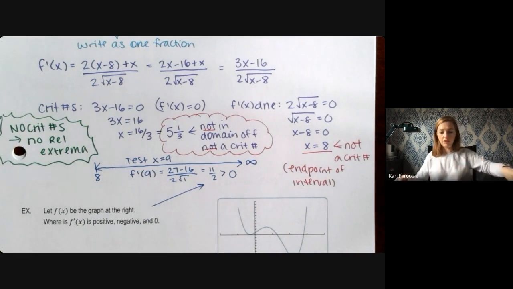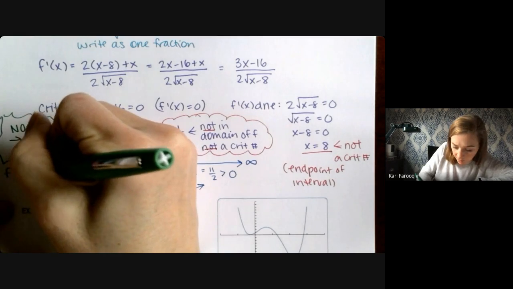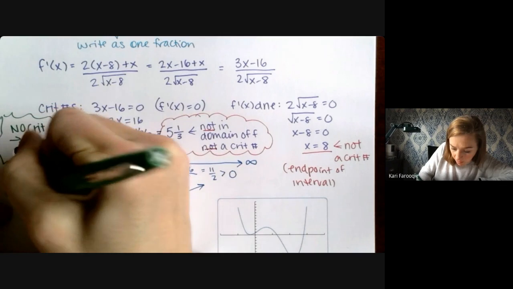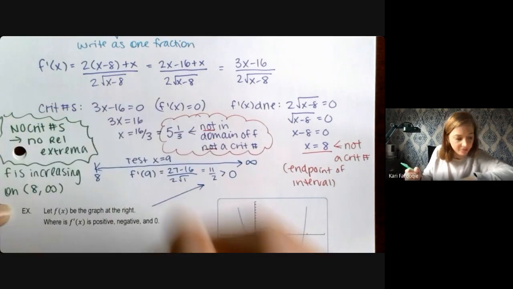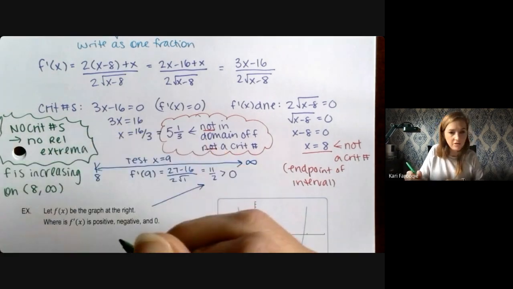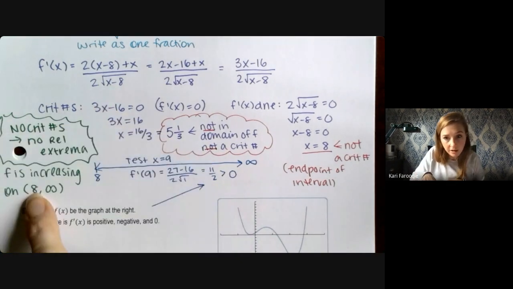I need to make a conclusion somewhere. Let's make it right here underneath this little note. We would say f is increasing on its entire domain, or you can say, we should be more specific, that f is increasing on 8 to infinity. Now, I have seen some books and some instructors who say that this is increasing on 8 inclusive to infinity, using a bracket on 8.